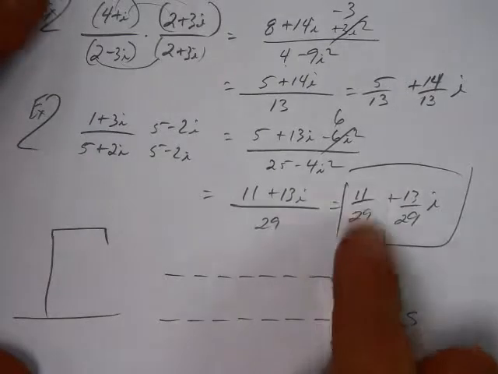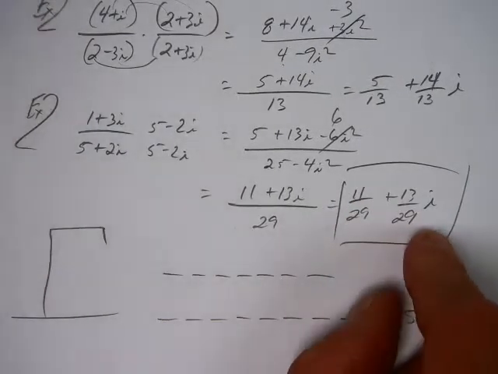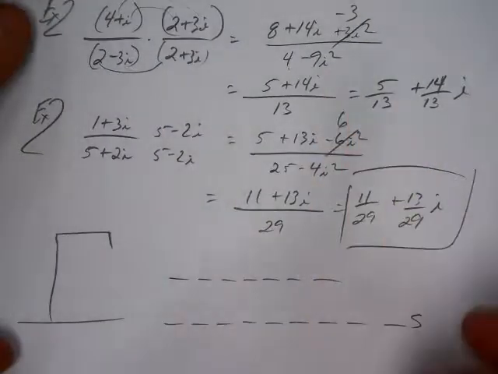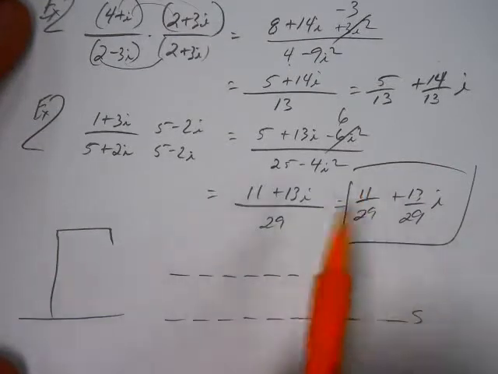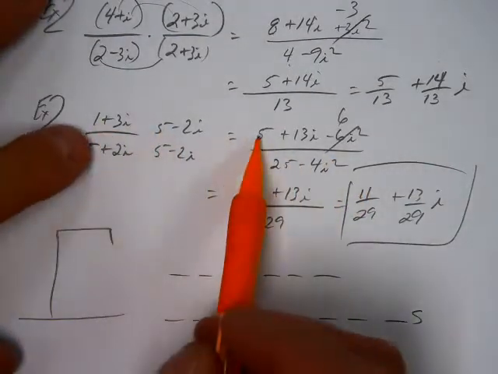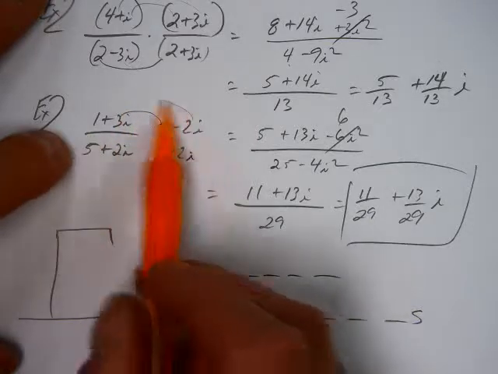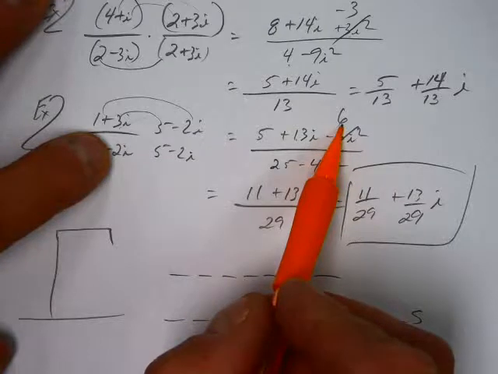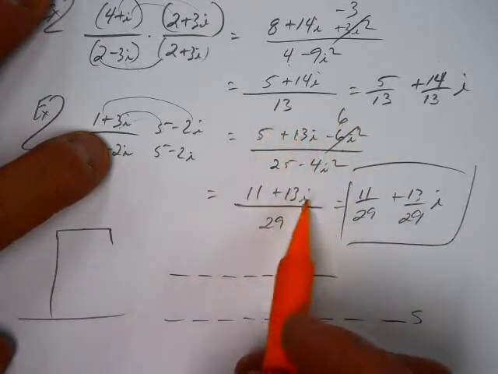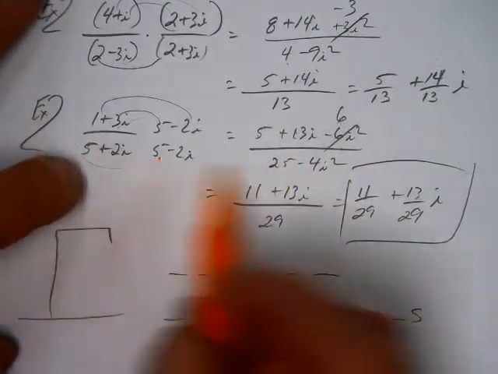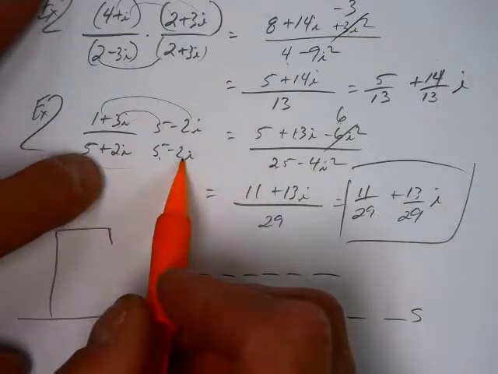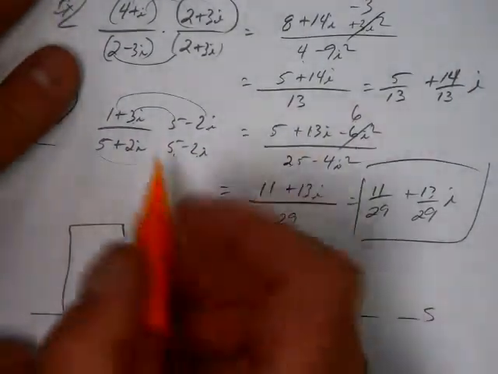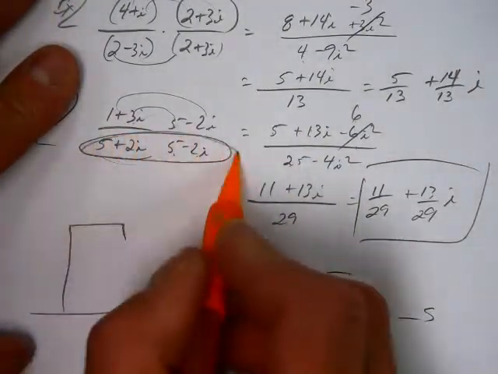Okay, so 11/29 plus 13/29 i. Raise your hand if you got that one right. Okay, so figure out what you did. We've got the 5, and then 15, and negative 2 gives me 13. Negative 6i squared turns into 6. So I added those together, 6 and 5. 13i, got it. And then my bottom here, 25 minus 4i squared, 29. There we go. These two numbers have a special name.